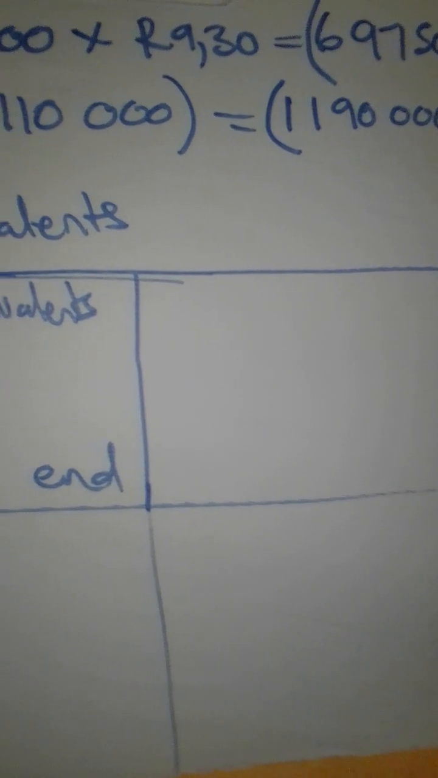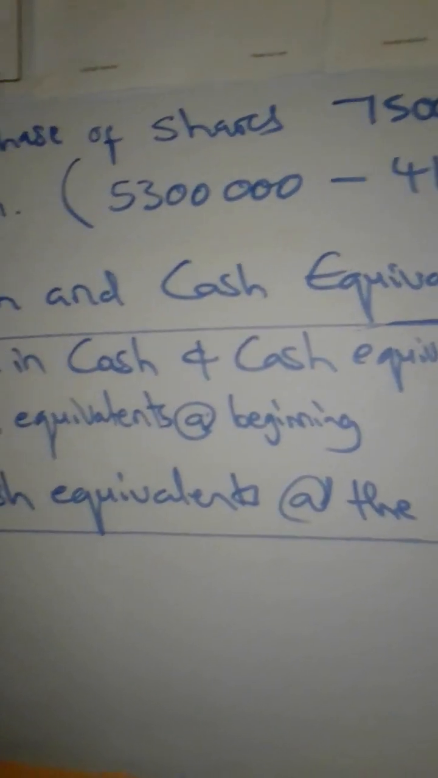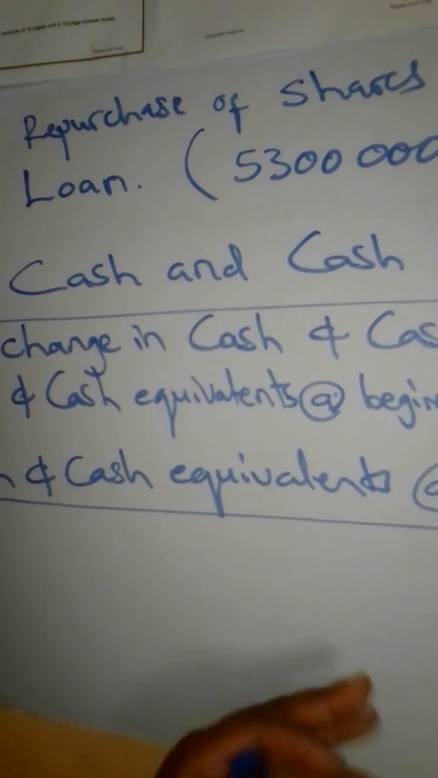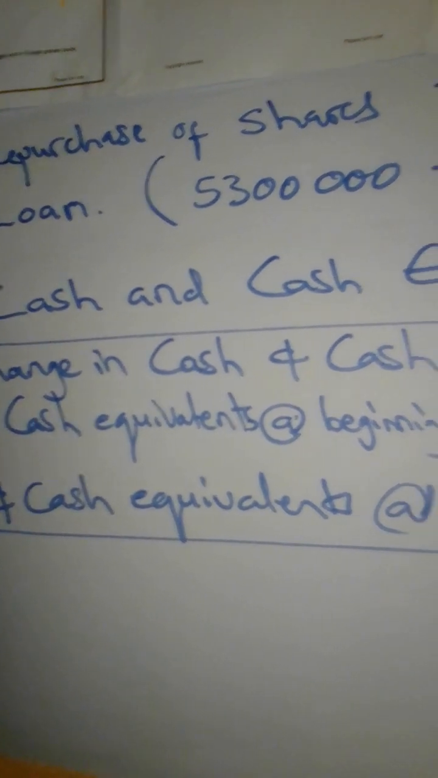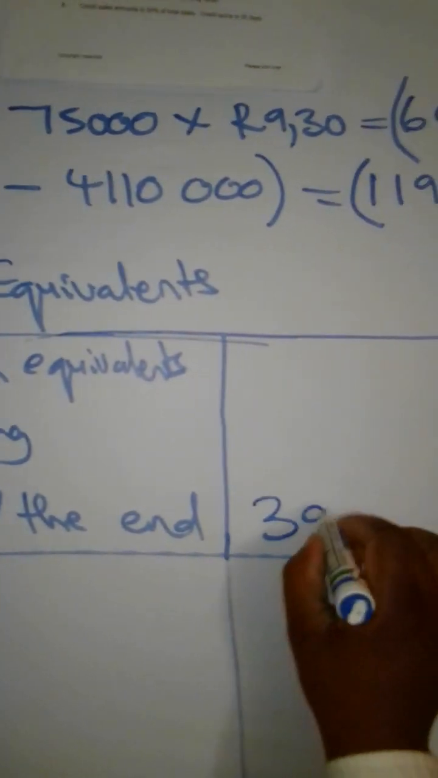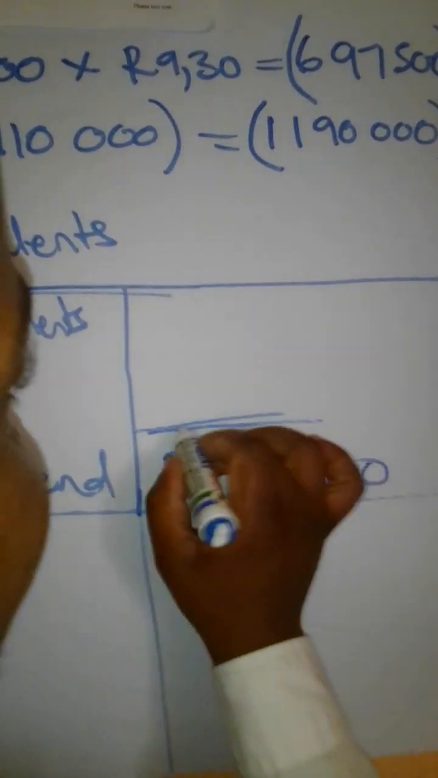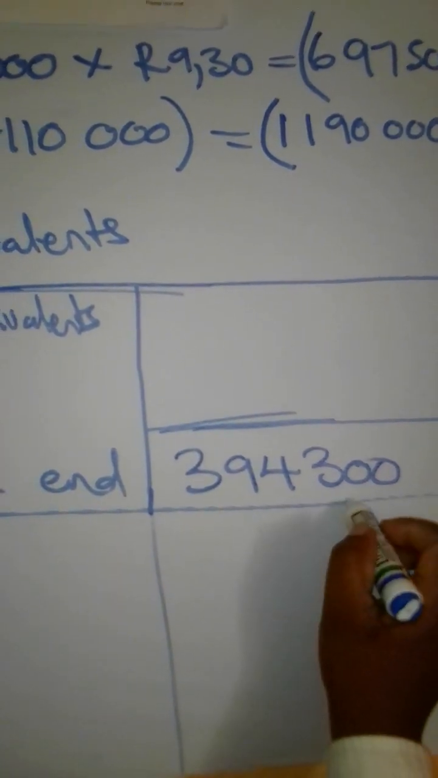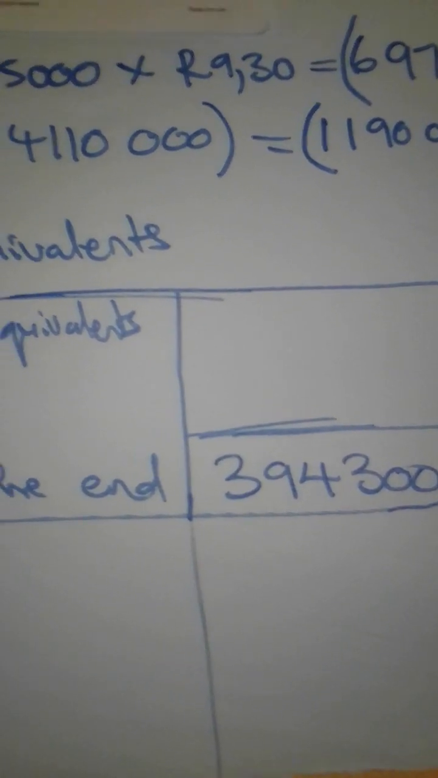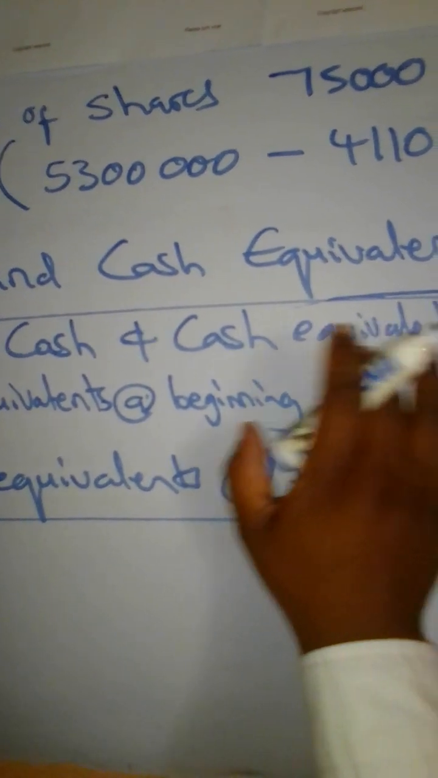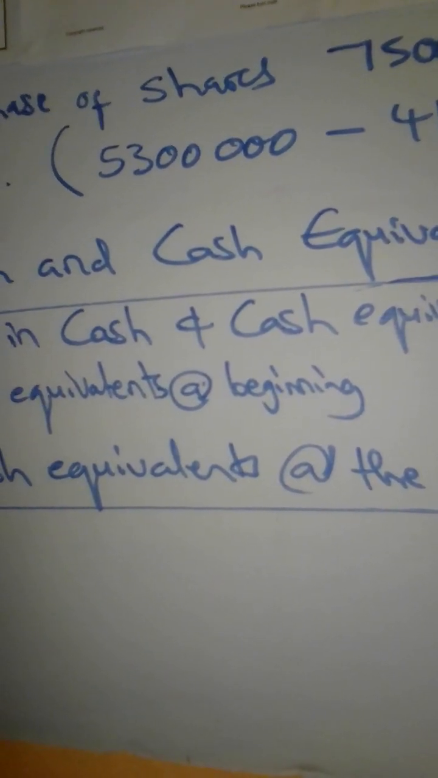Okay, the last thing that we are looking at is the last part of the cash flow statement, which is the cash and cash equivalents. We are already given the cash and cash equivalents at the end. They said it's 394,300. These are the cash and cash equivalents that are already given in the answer book at the end. Okay, so what we need to record is the cash and cash equivalents at the beginning, and then the net change in the cash and cash equivalents.